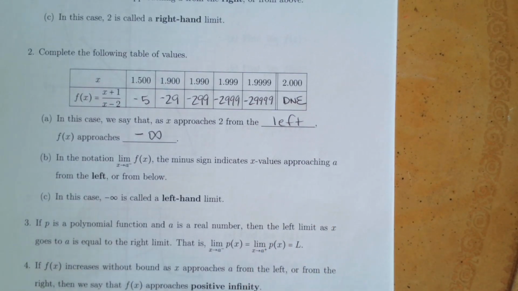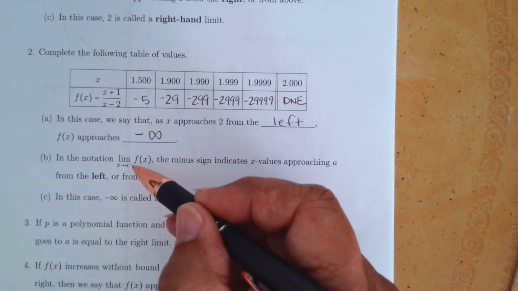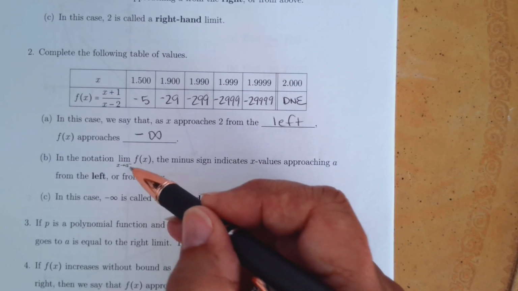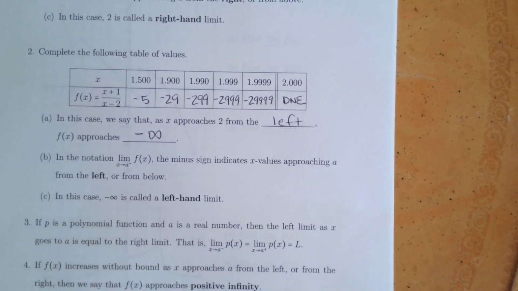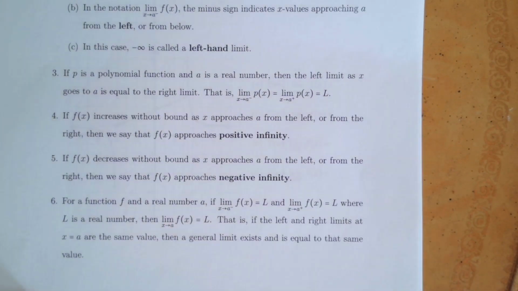Okay, so you have to be very careful on these problems we're getting ready to do. Pay attention to the sign. Is it from the left or from the right? That's that little plus and minus sign. Okay, all right. So now we've got a couple other definitions, just to make sure you understand, and then we're going to work some problems.